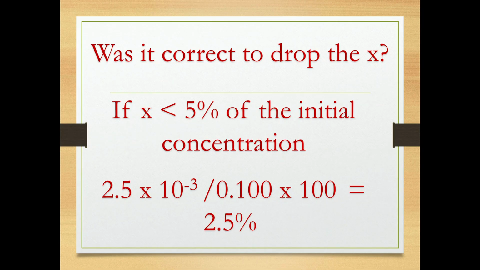So this works anytime we have a low K value. This one happens to be for an acid, and most acids will always be x squared over the initial concentration because their Ks are low enough to drop that x. But that may not be the only time we want to look at dropping the x.